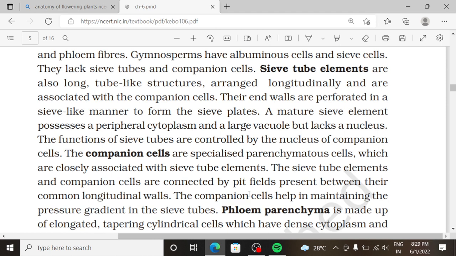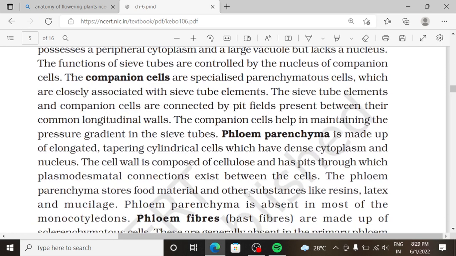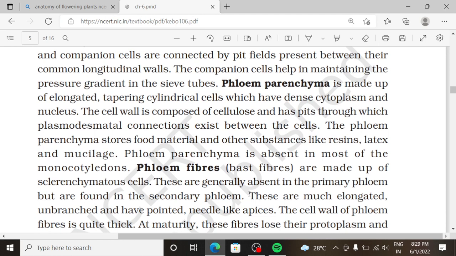The companion cells are specialized parenchymatous cells which are closely associated with sieve tube elements. The sieve tube elements and companion cells are connected by pit fields present between their common longitudinal walls. The companion cells help in maintaining the pressure gradient in the sieve tubes.